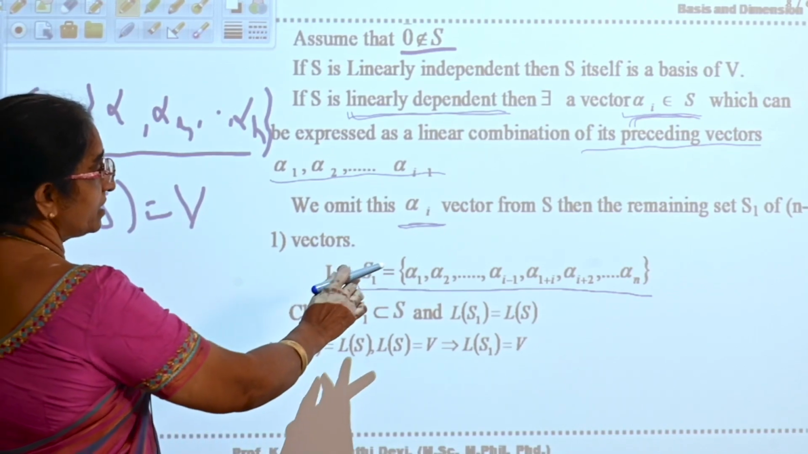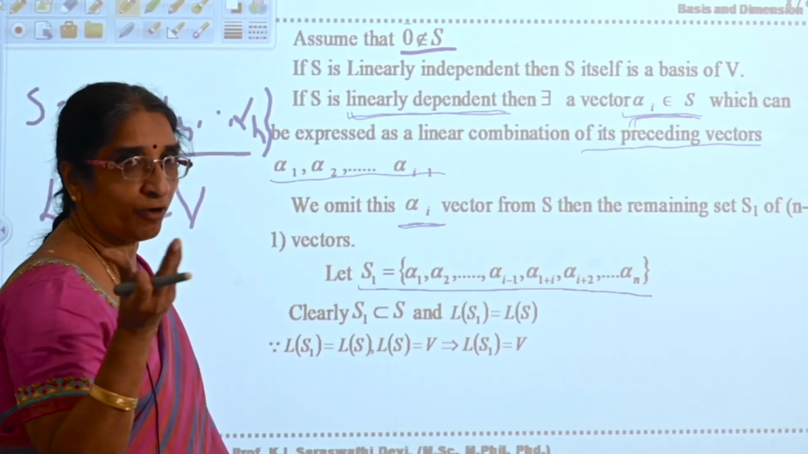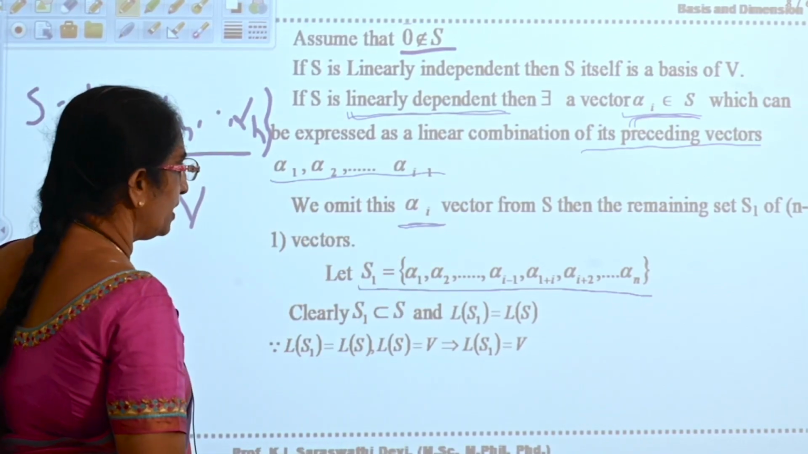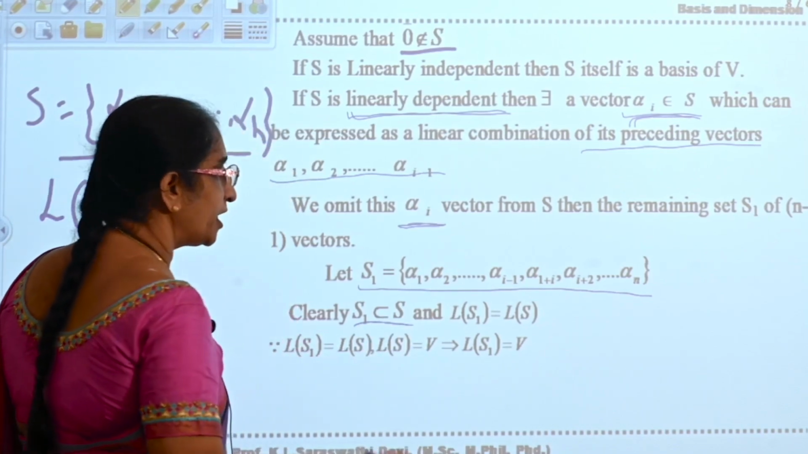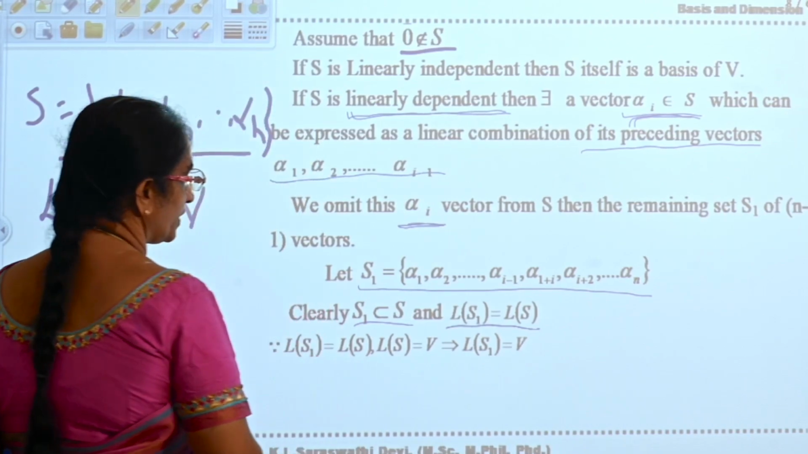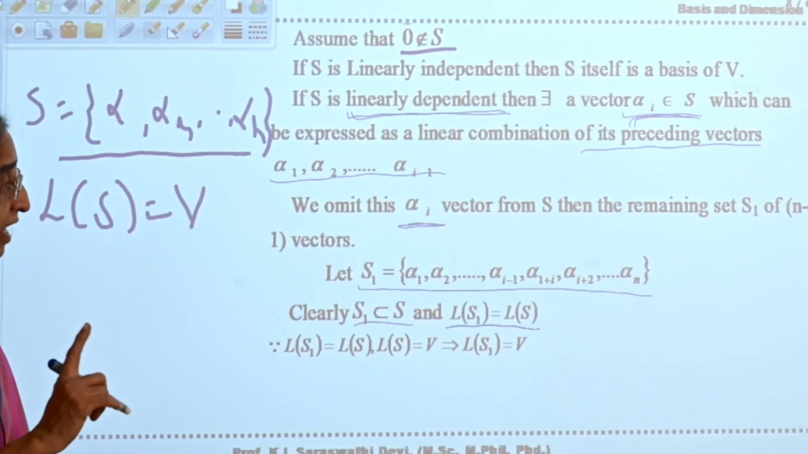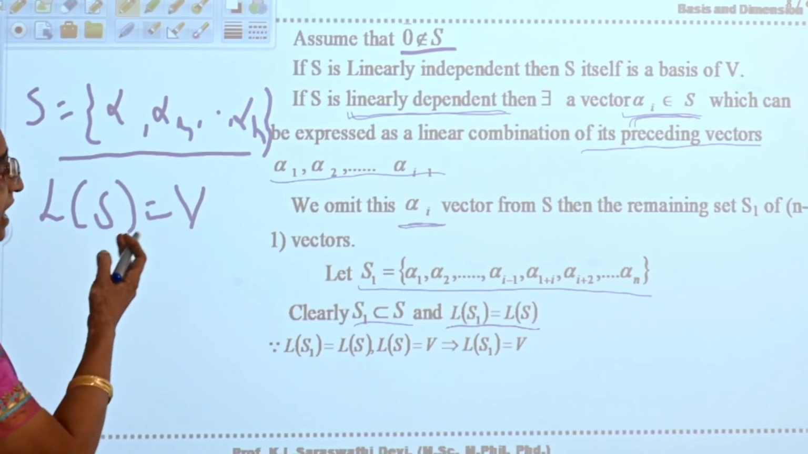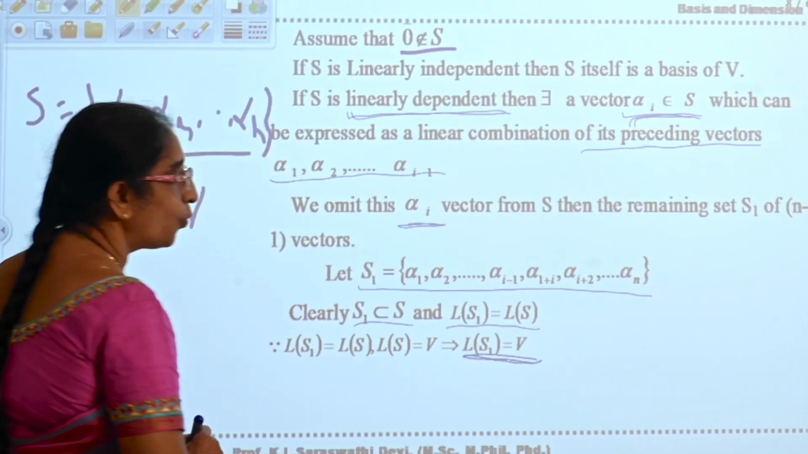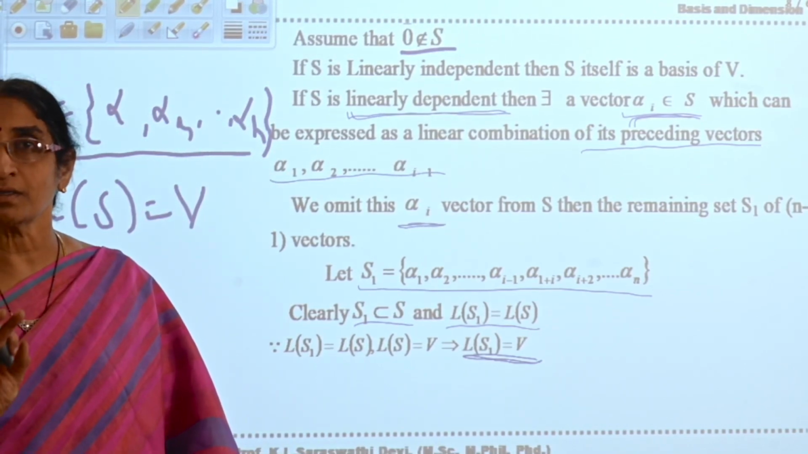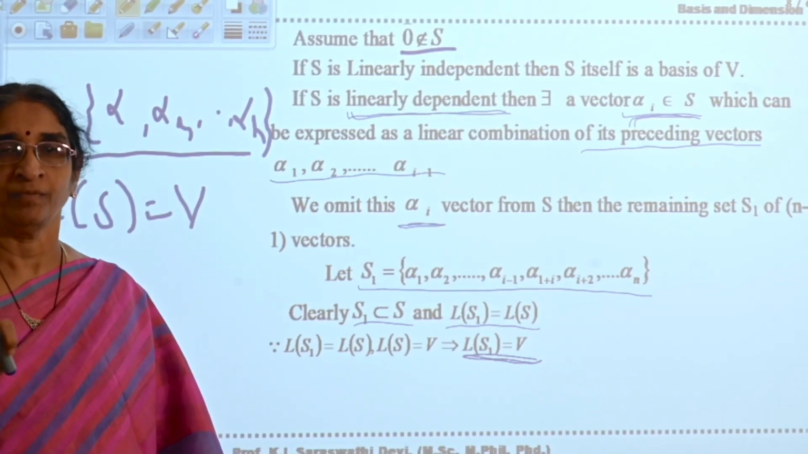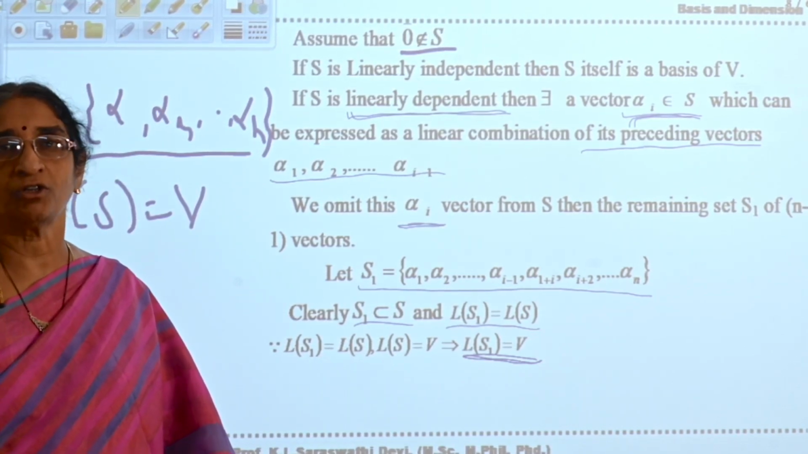Clearly it is a subset of S, because only one element is less. All the other elements of S1 are elements of S. S1 is a subset of S, and by the known theorem in linear span, L of S1 is equal to L of S. We have seen that. Now L of S is equal to V, so L of S1 is equal to V. S1 is the set obtained from S by removing one element alpha i, and L of S1 is equal to V.